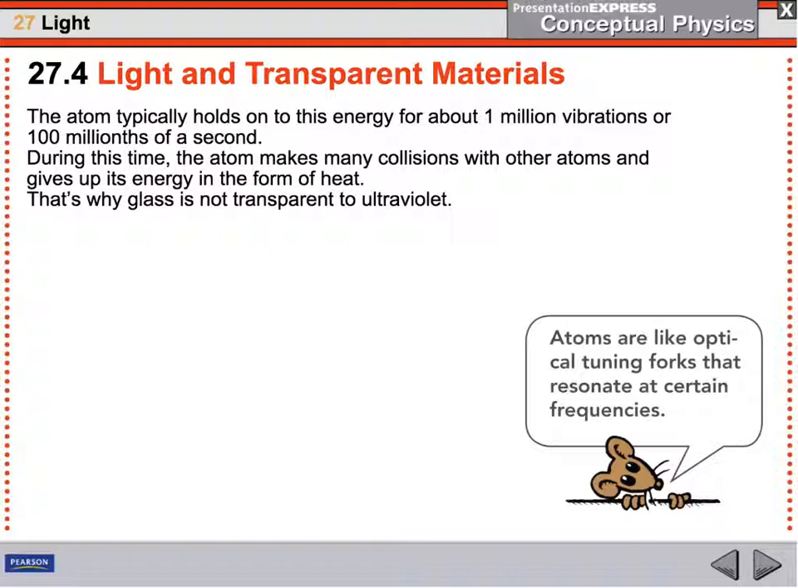The atom typically holds onto this energy for about 1 million vibrations, or 1/1,000,000th of a second. During this time, the atom makes many collisions with other atoms and gives up its energy in the form of heat. That's why glass is not transparent to ultraviolet.